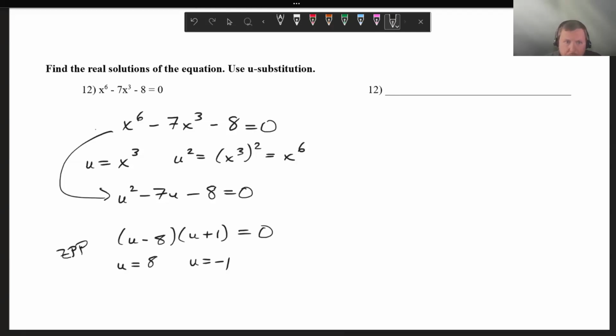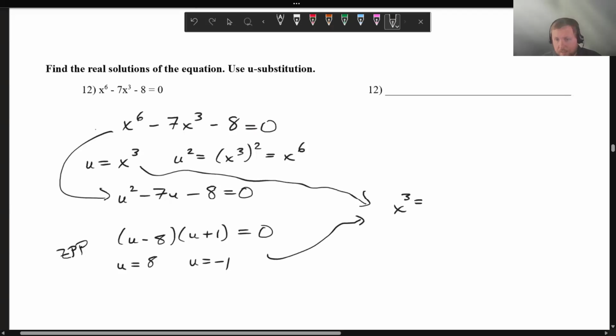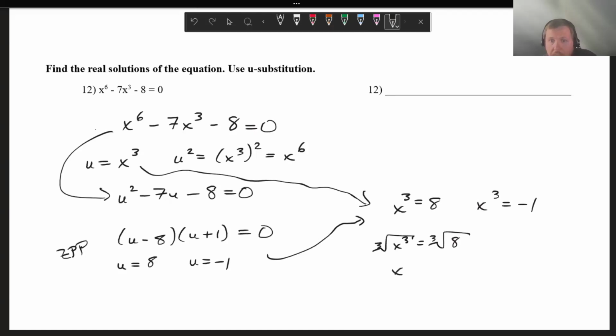And then I have to recall this again. So I got to put these together. So I have x to the 3 is equal to 8, and x to the 3 is equal to -1. So I can take the cube root of both sides. So I get x is equal to 2, and x is equal to -1.